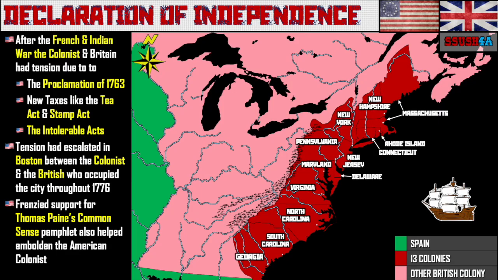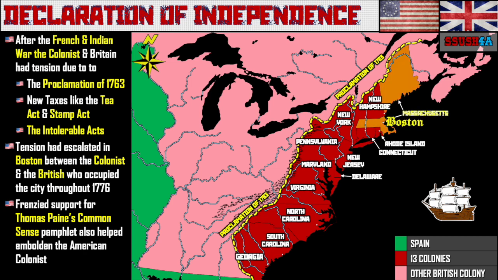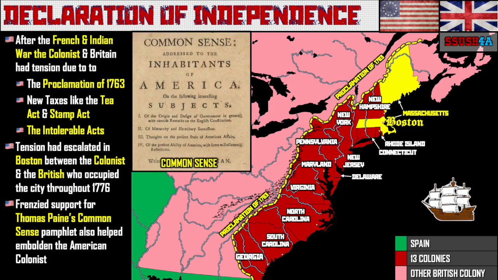So some quick review. After the French and Indian War, the colonists and Britain had tension due to the Proclamation of 1763, new taxes like the Tea Act and the Stamp Act, as well as the Intolerable Acts. Tension had escalated in Boston between the colonists and the British who occupied the city through 1776. Frenzied support for Thomas Paine's Common Sense pamphlet also helped embolden the American colonists.